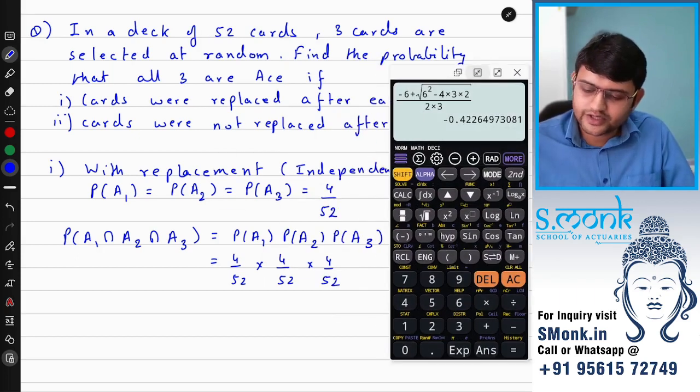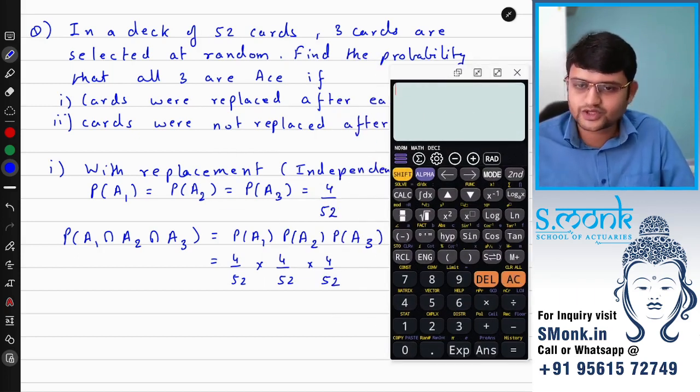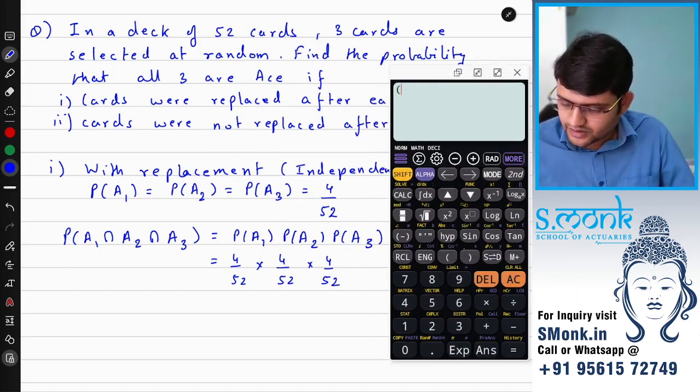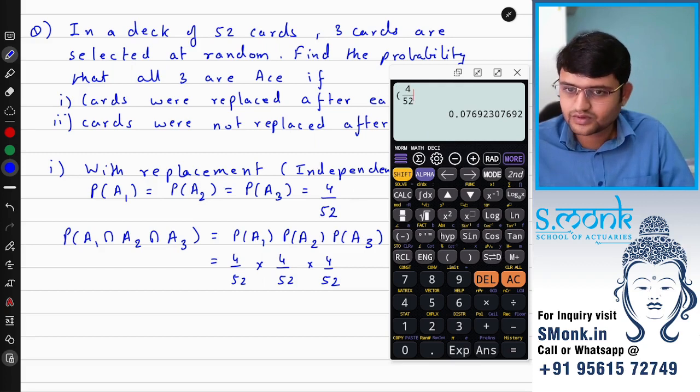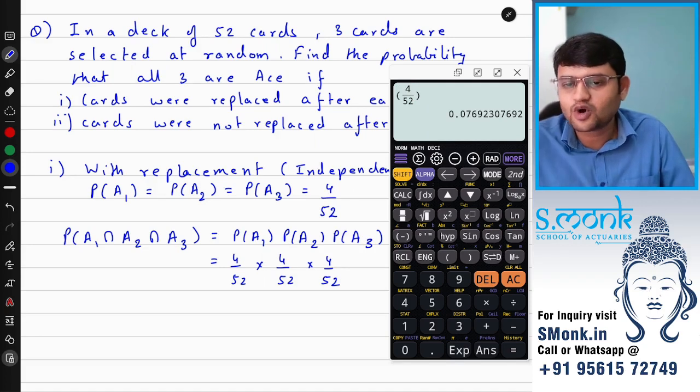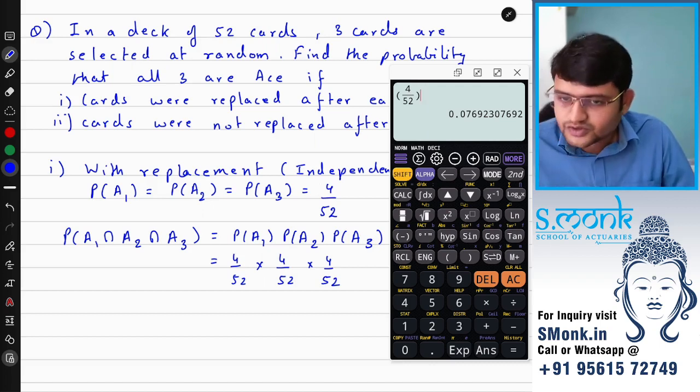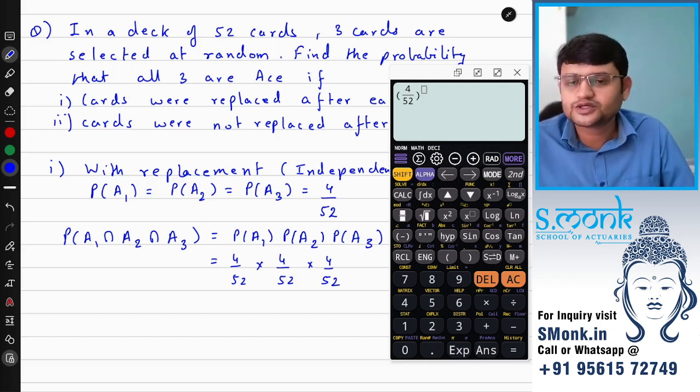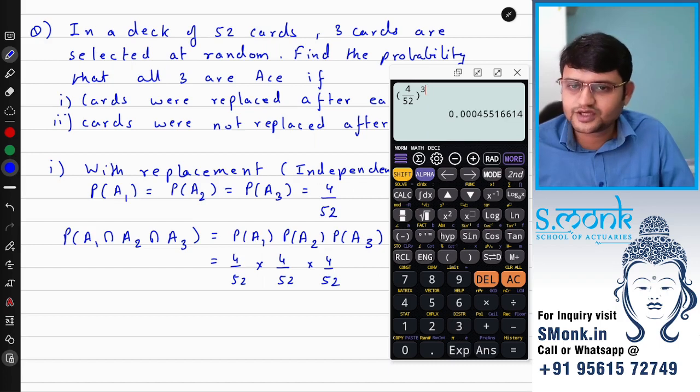Now in our calculator, what you can do is use a bracket. We'll say 4 upon 52, bracket close, and then for raised to, I will press the x raised to box button. You can see this button. If I press that, it gives me a box in the power. Press 3, equal to.